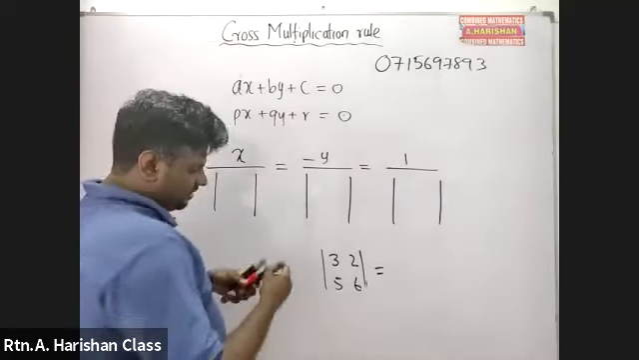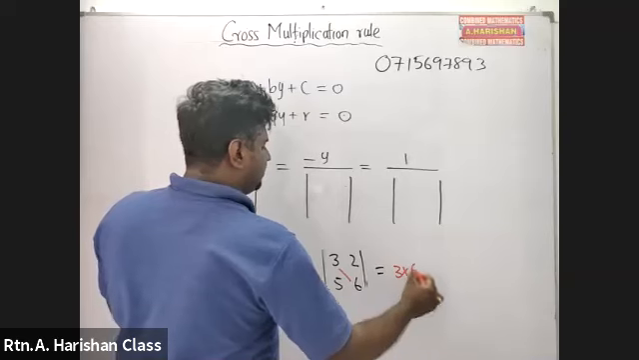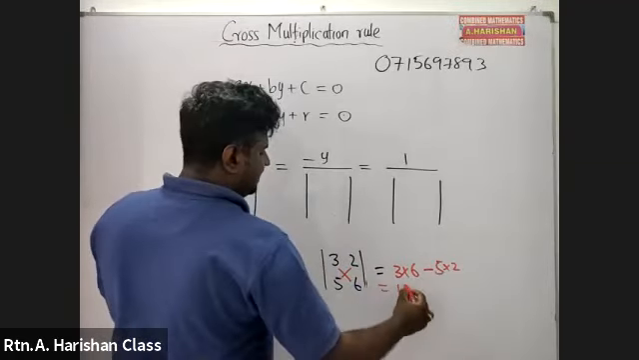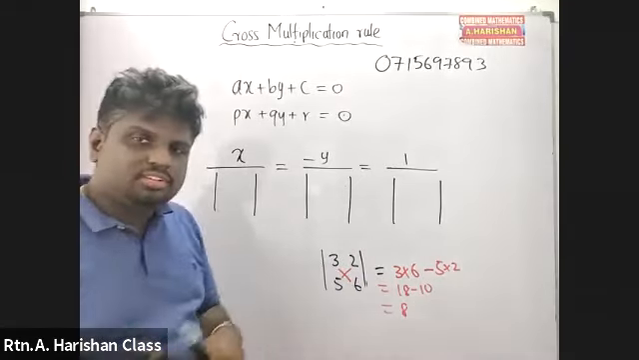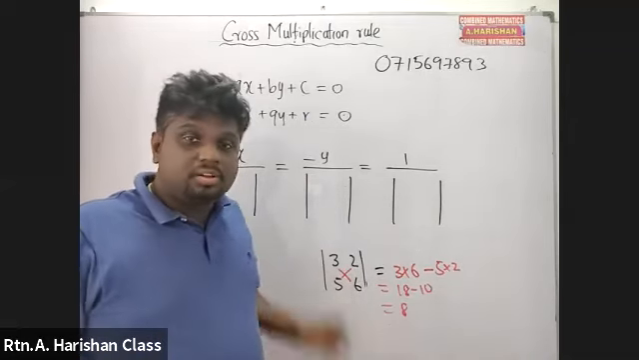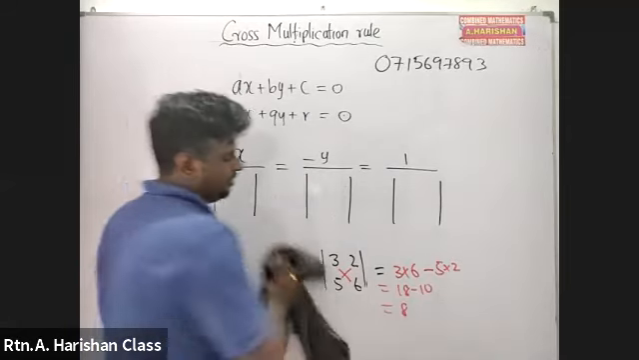8. How? Because 3 into 6 minus 5 into 2, so that is 18 minus 10, 8. So you understood now the operation of this determinant. What we call this is a determinant. Okay, there is a name. Okay, let's remember.